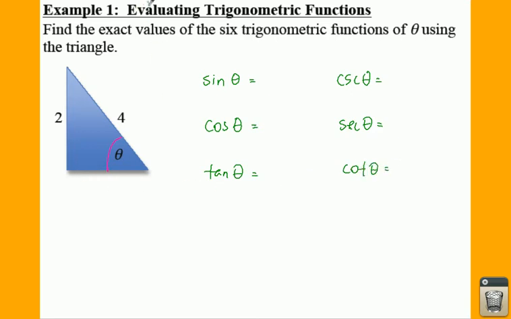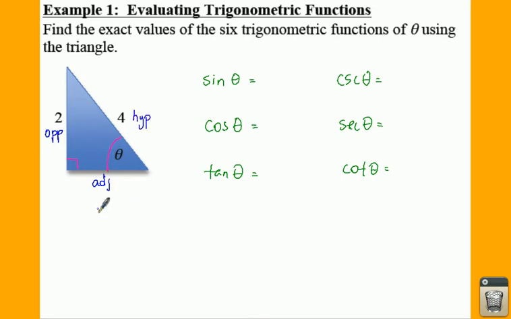Here's the only problem. We only have 2 of the 3 sides. So what we're going to have to do is a little something called the Pythagorean theorem. And we're going to find out what this side right here is, and this is going to be our adjacent side. This will be our opposite side. This will be our hypotenuse.